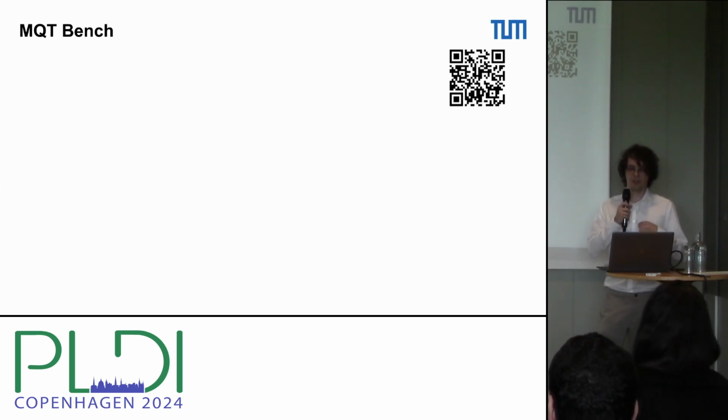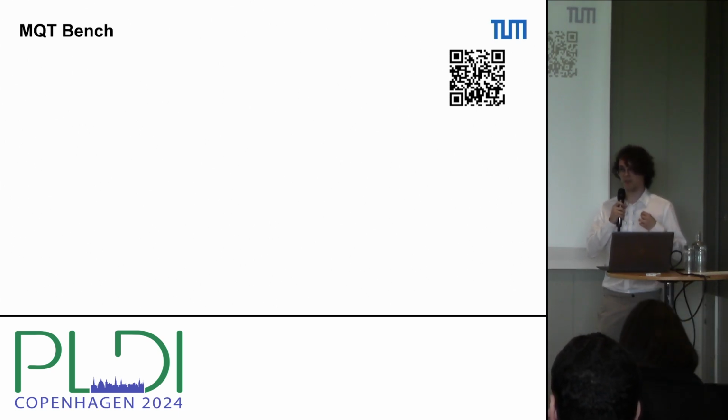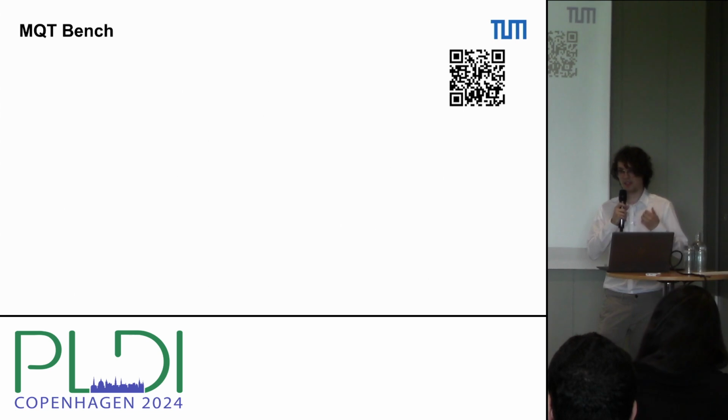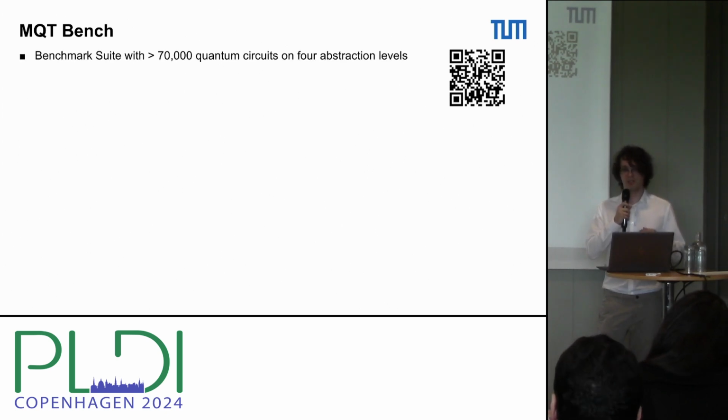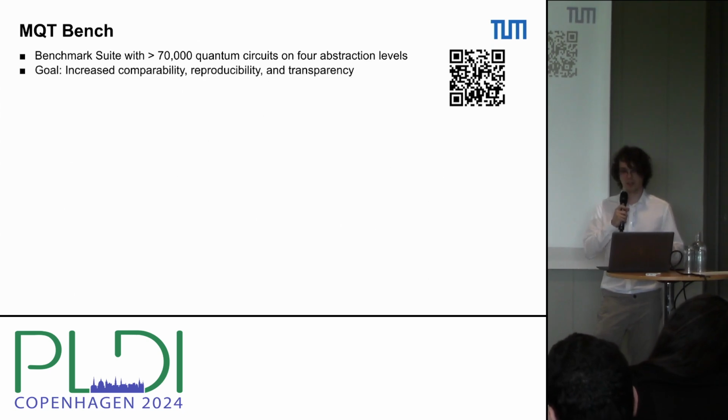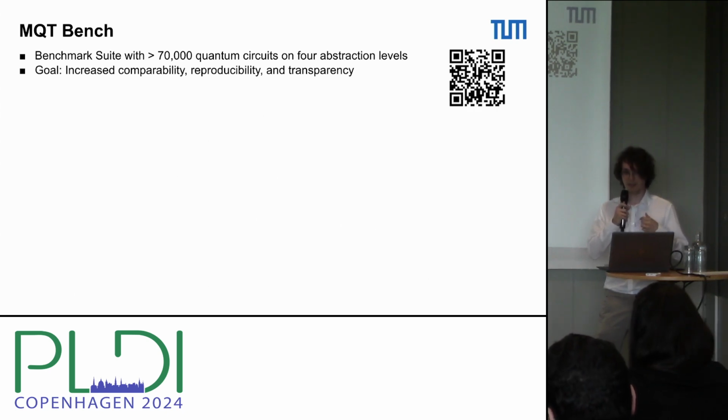Now, one thing I've talked a lot about is using different software to help end users. But any software can only ever be as good as the tests we run it on. That's why we've also come up with MQT Bench. MQT Bench is a benchmark suite that contains more than 70,000 different quantum circuits on different abstraction levels that one can use to test their software. So you can imagine if we, for instance, write two different compilers, we can use the circuits in this benchmark suite to compare them and evaluate them.